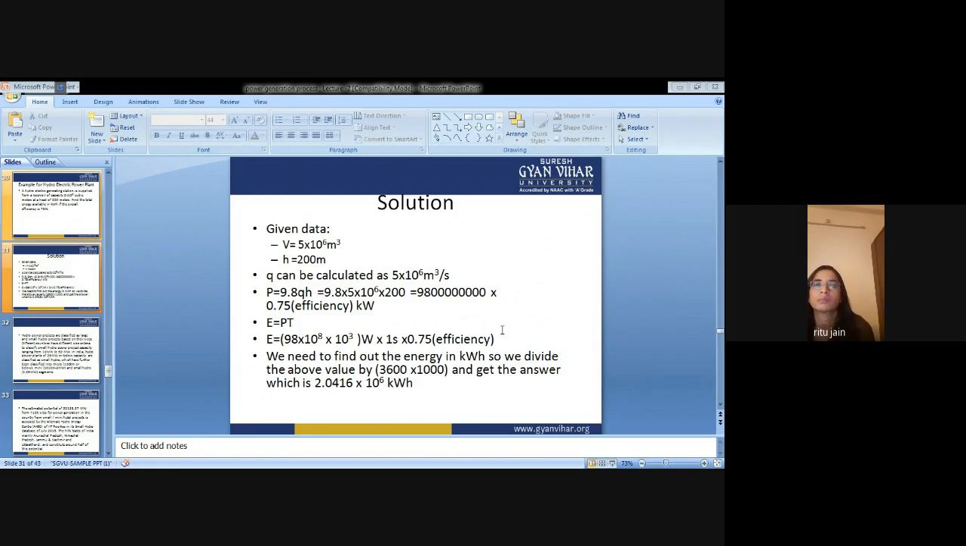So these are two examples by which we can easily calculate the power generated by a hydropower plant and the energy. We have discussed in this lecture the components of hydropower plants, the layout of hydropower plants, the advantages and disadvantages of hydropower plants, and how the energy is calculated by the formula P is equal to 9.8 QH, which is very important.